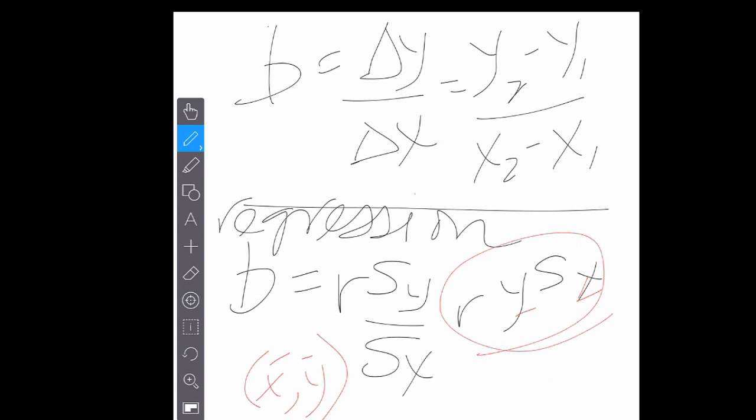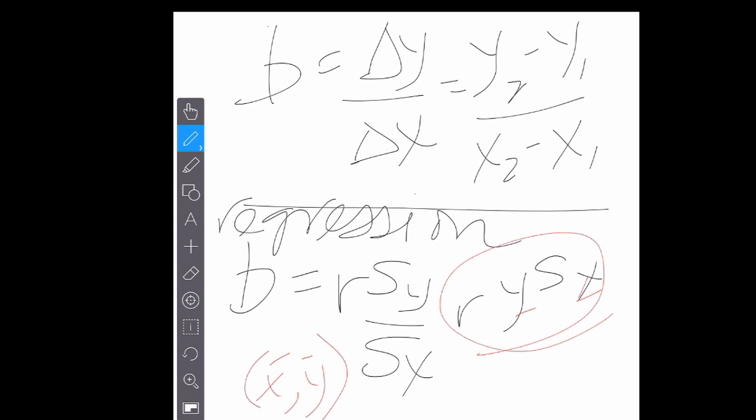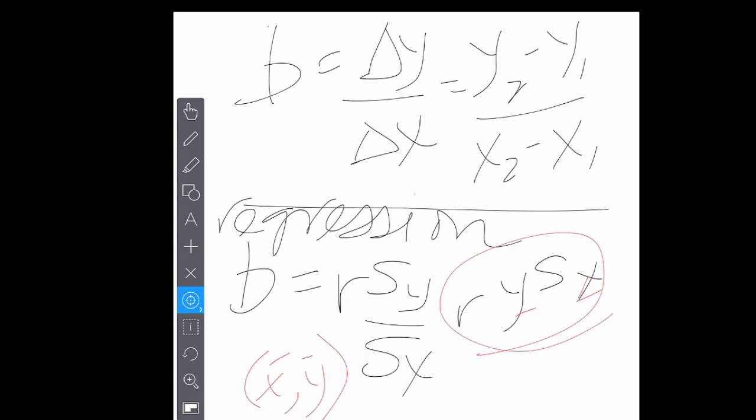So since the mean is the value closest to all the other observations, the least squares regression line must pass through this point. Okay, it must pass through this point. So there's your point, there's your slope, and you can find the equation of the line. Okay?